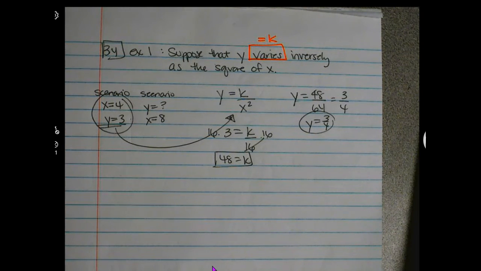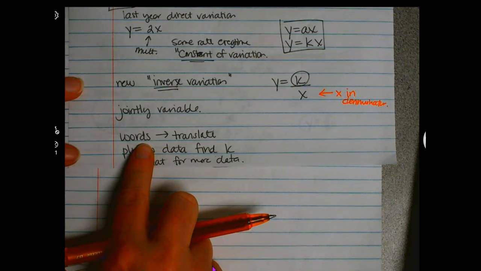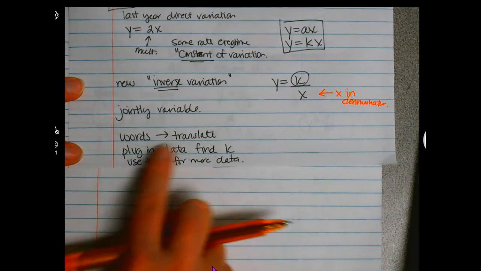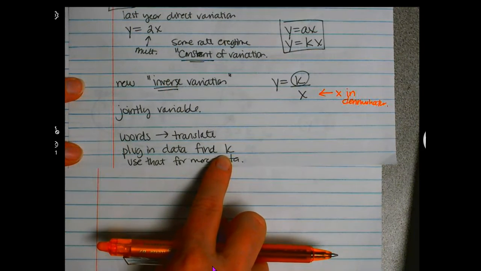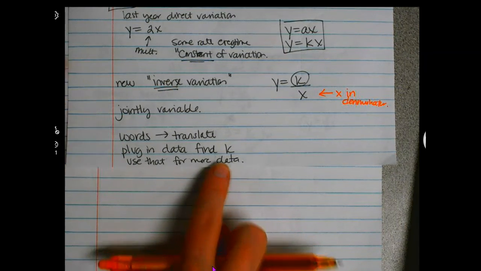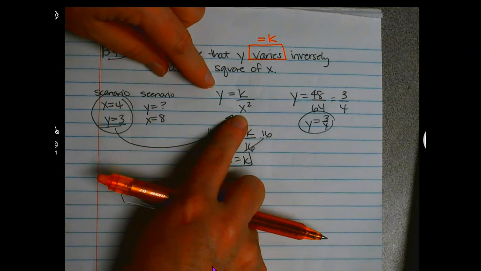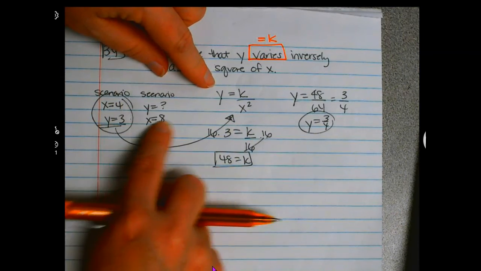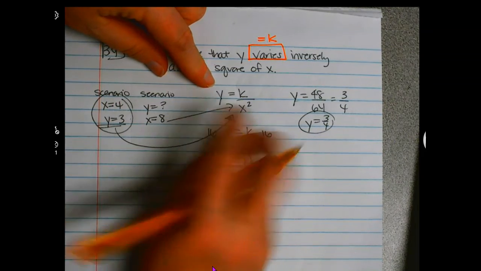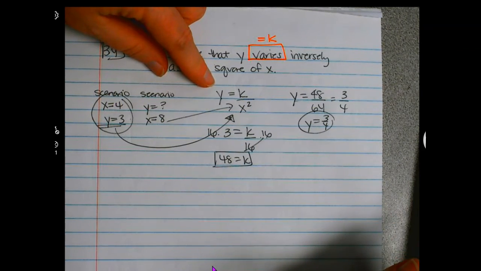So in every scenario, this is what happens. We do the words, we make it a math problem, we plug in to find k, and then we do it again to find the other variable. So you got 64 by doing 4 and 16. This says y equals k over x squared. Yep, and they told me 8. 8 was x, so 8 squared is 64.